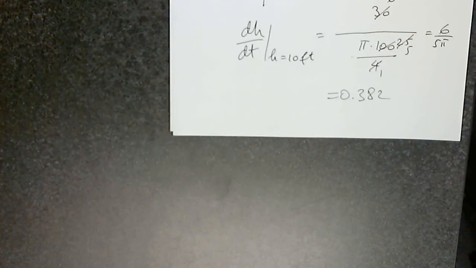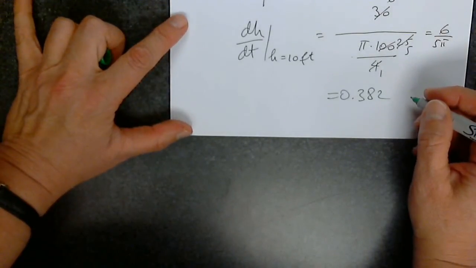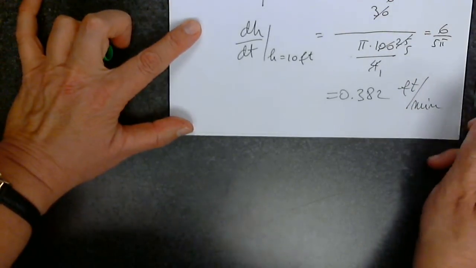It's a rate of change. It better have a measurement unit that has something for the top and something for the bottom. dh over dt is 0.382, measurement unit: feet per minute. Good.